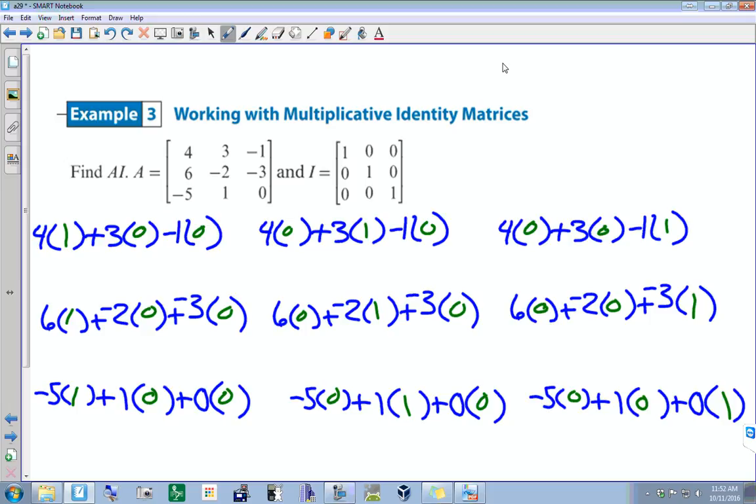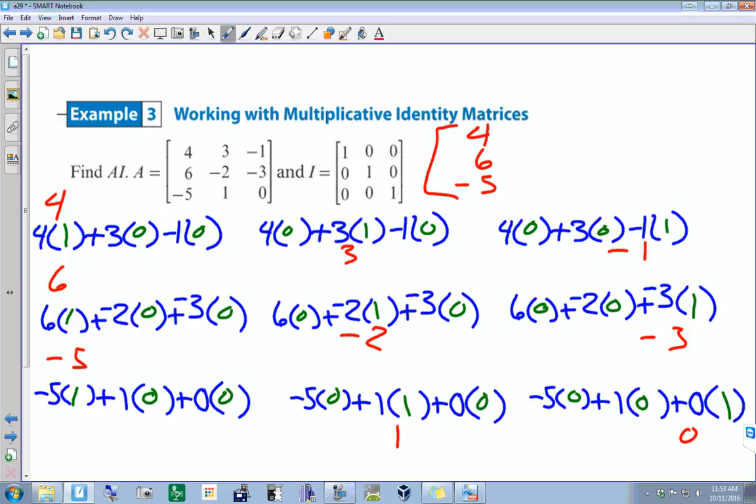Now, if I remember this whole idea that anytime I multiply by a zero, I get what? Zero. So, if I look at this, I'm going to get 4. Do I care about those two? No. Here I'm going to get 6. Don't tell me about those. And here I get negative 5. Don't worry about that. That means I'm just going to get 3 here. This is going to be negative 2. That is going to be 1. Don't have to worry about the 0. So this is going to be negative 1 here. That's going to be negative 3. And that here is going to be 0.